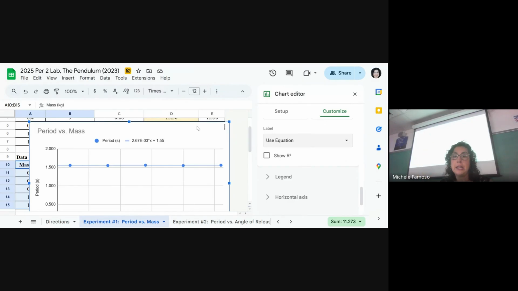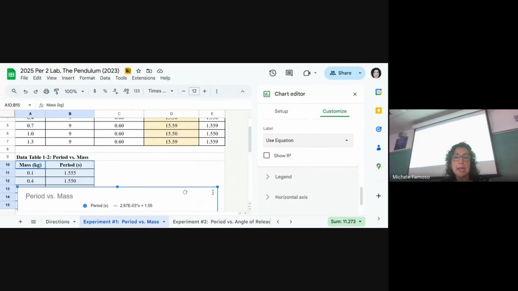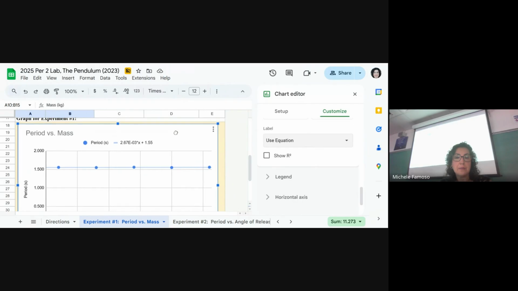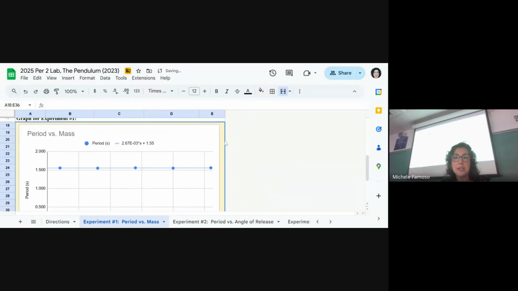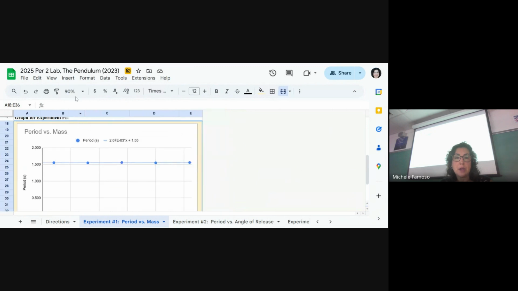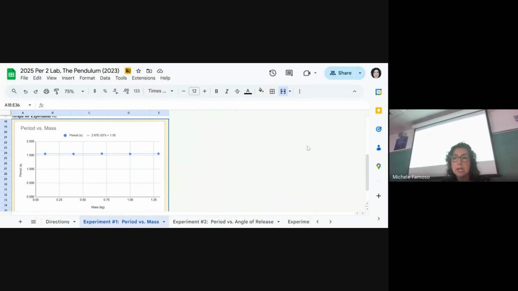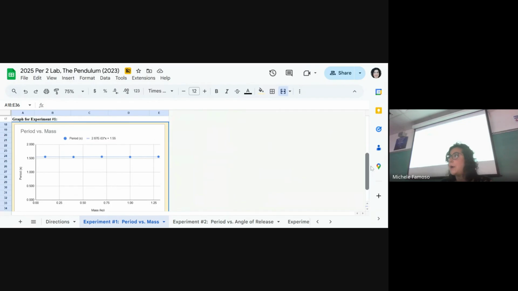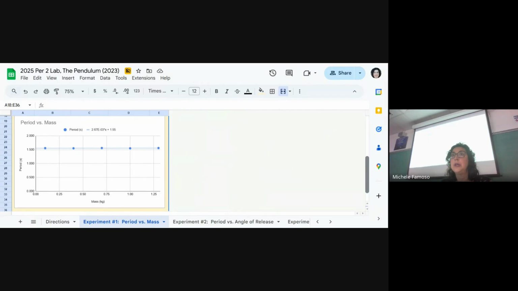Okay, then please click on your graph and drag it down on the page. You'll see that there is a yellow box here for you to put this graph in. You're going to move that graph into the yellow box that says graph for experiment 1. So when I shrink my window, let me shrink it even more so you can see. When I do this, do you see how that graph is entirely in that yellow box? That's where I need you to place it. Okay? Everybody good with graph 1, period versus mass?